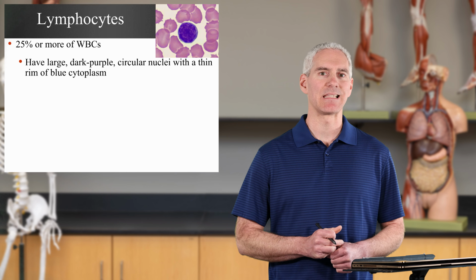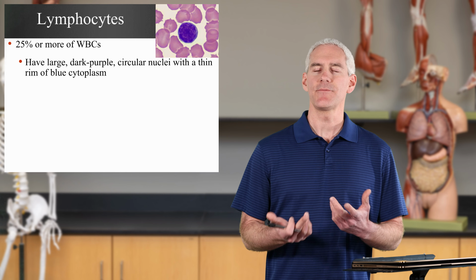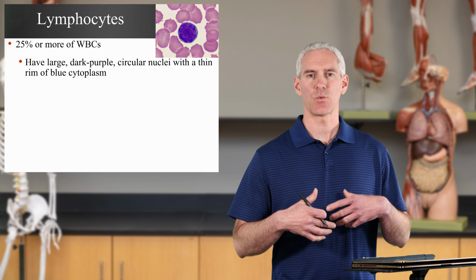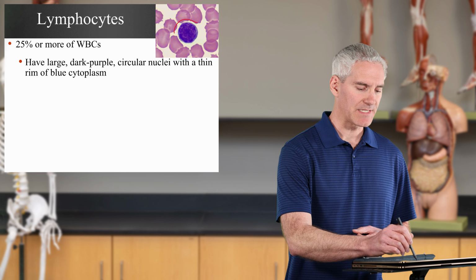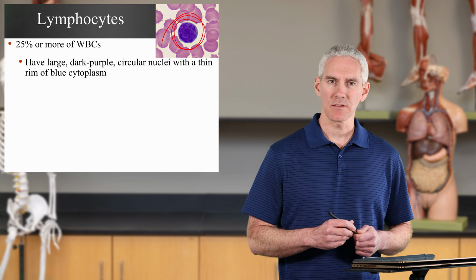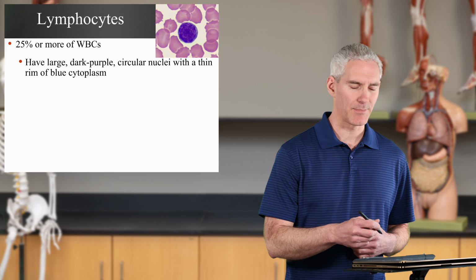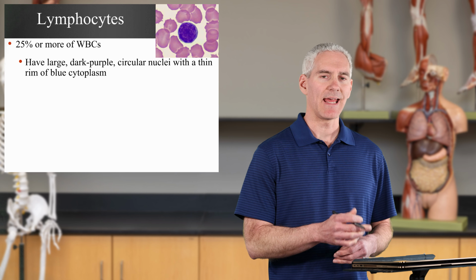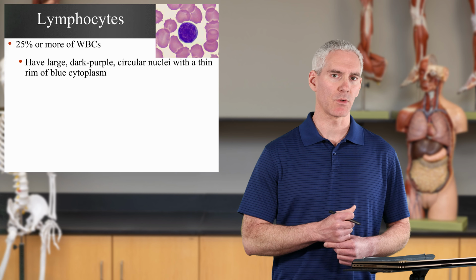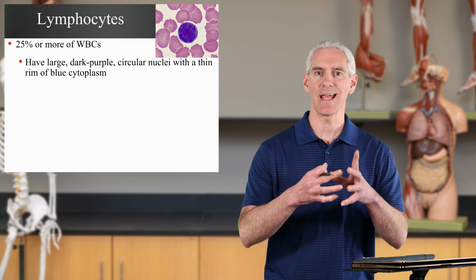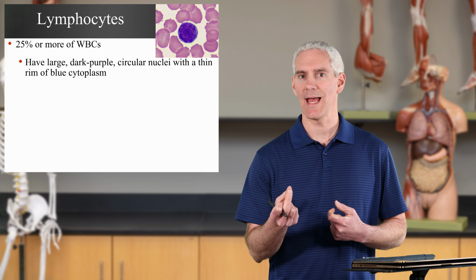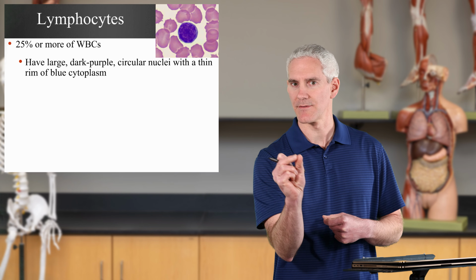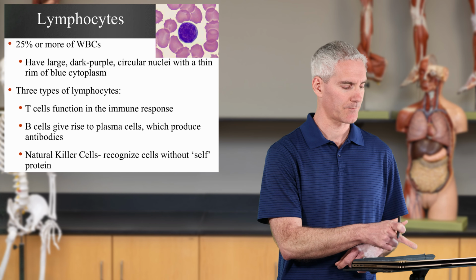The first up is the lymphocyte. The lymphocyte is give or take about 25% of your white blood cells. You'll notice this is your lymphocyte. It's a little bit bigger than a red blood cell, but not much. It's going to have a very dark nucleus, but this nucleus takes up almost the entire size of the cell. All you have is a very thin rim of cytoplasm around it.